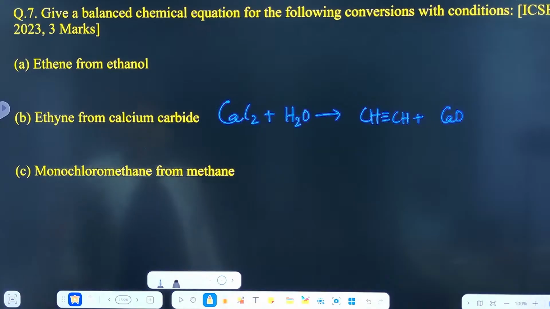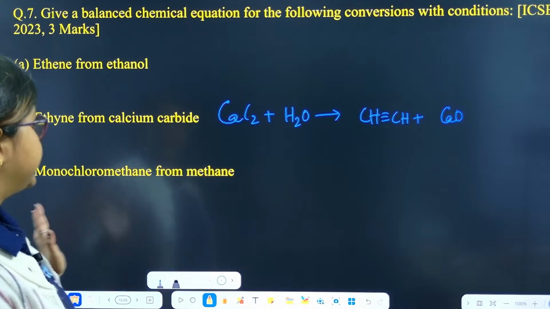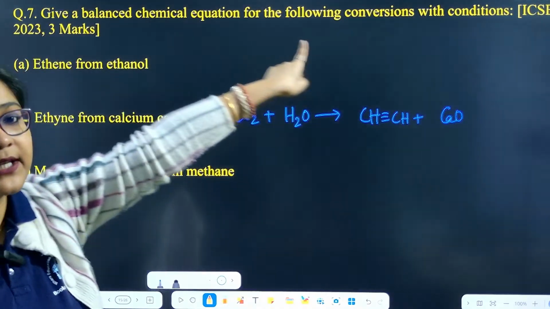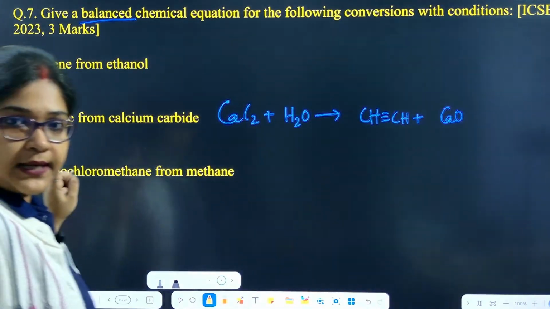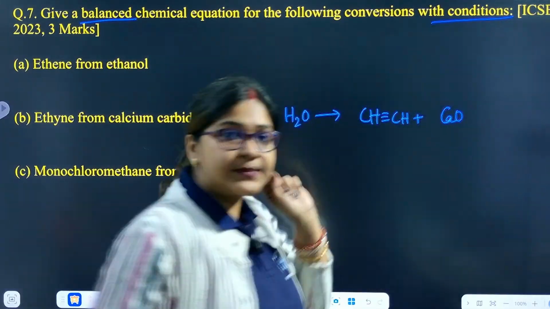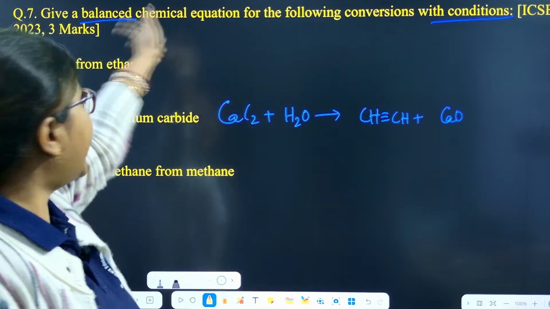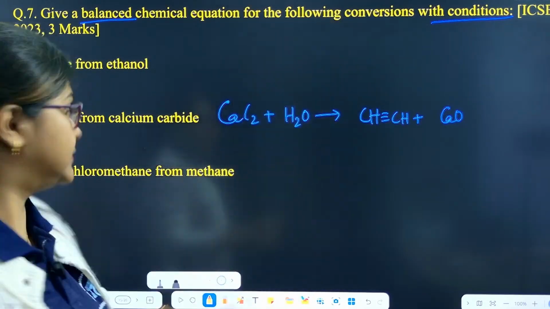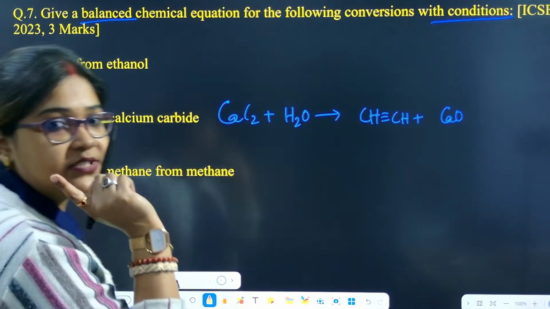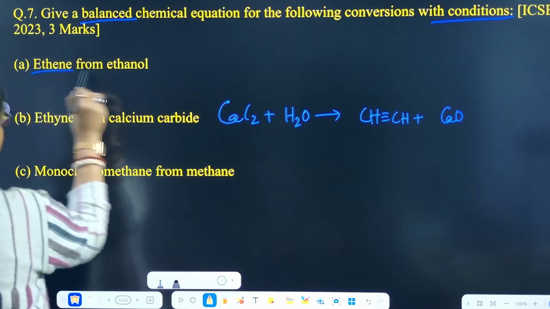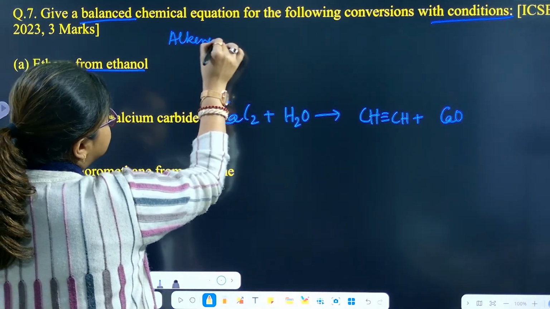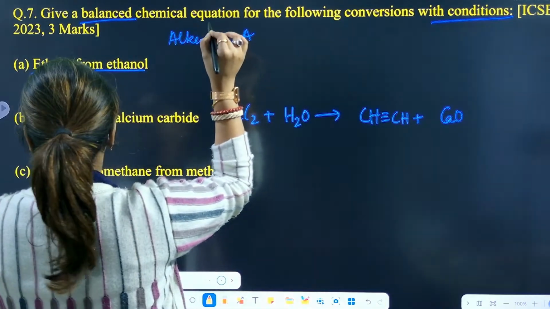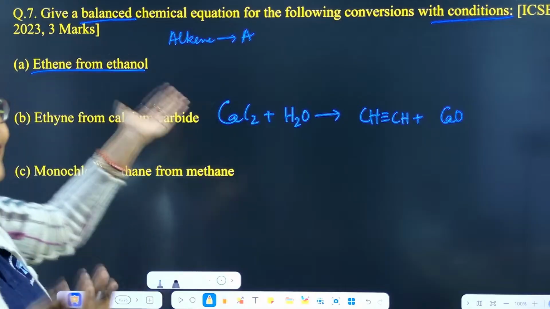Okay, now come to this. Give a balanced chemical equation for the following conversions with conditions. Read the questions very, very carefully. You have to give balanced, you have to give conditions also. If one is missed, a mark is lost. Ethene to ethanol. Ethene to ethanol means alkene to, oh sorry, ethene from ethanol.